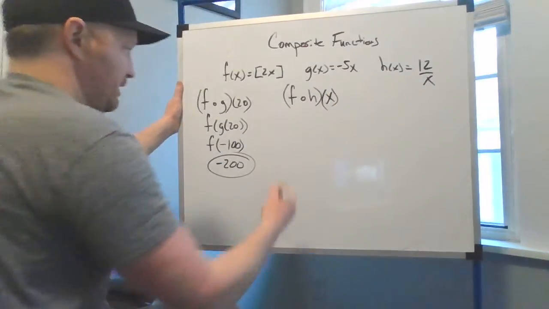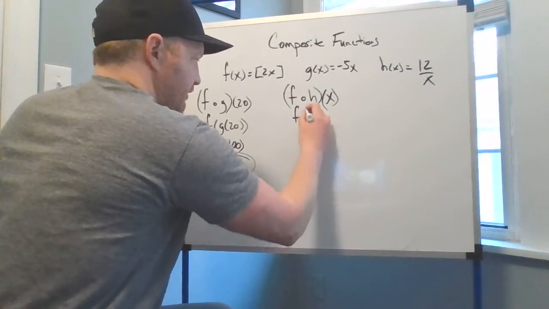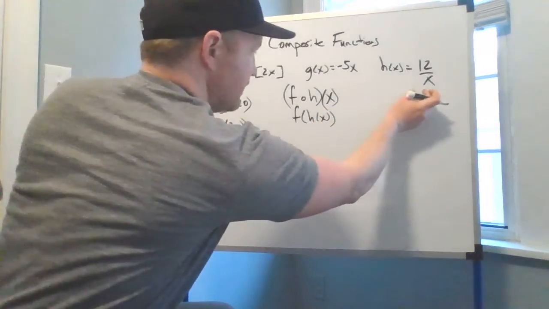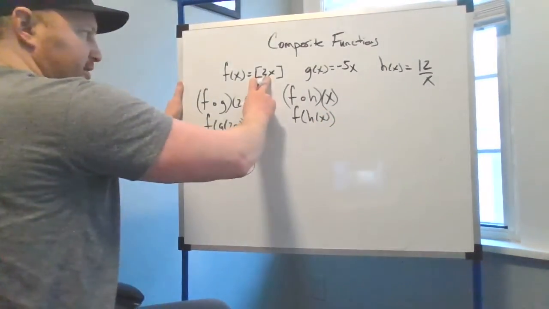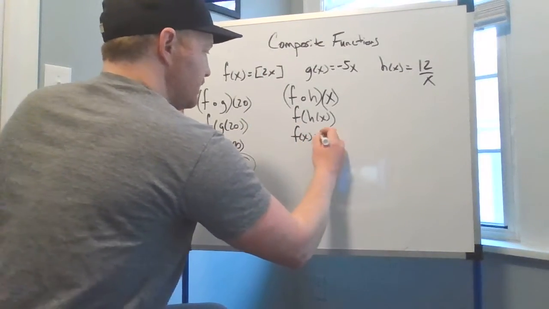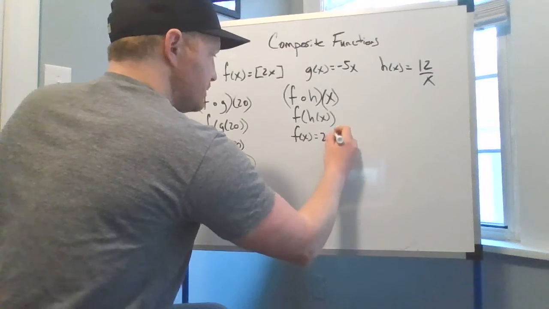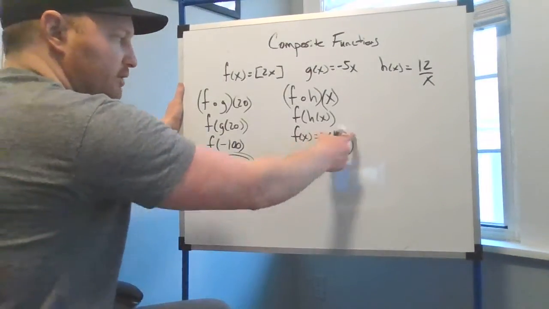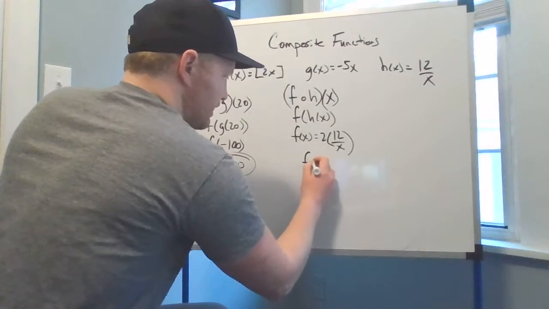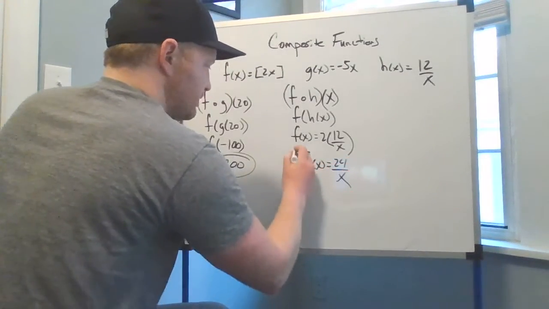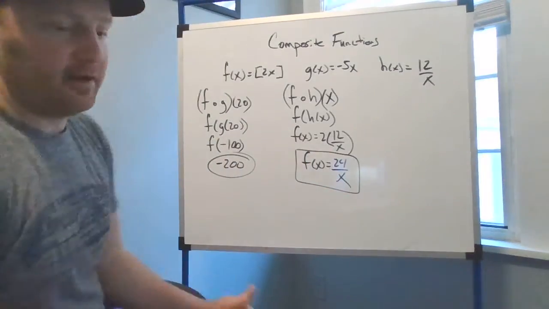F of h of x. All right, again, be my guest. F of h of x: put the entire h of x function in place of x here, and do your work. F of x equals 2 times 12 over x. Remember, numerator times numerator. Your final answer is f of x equals 24 over x. And that is your final answer.